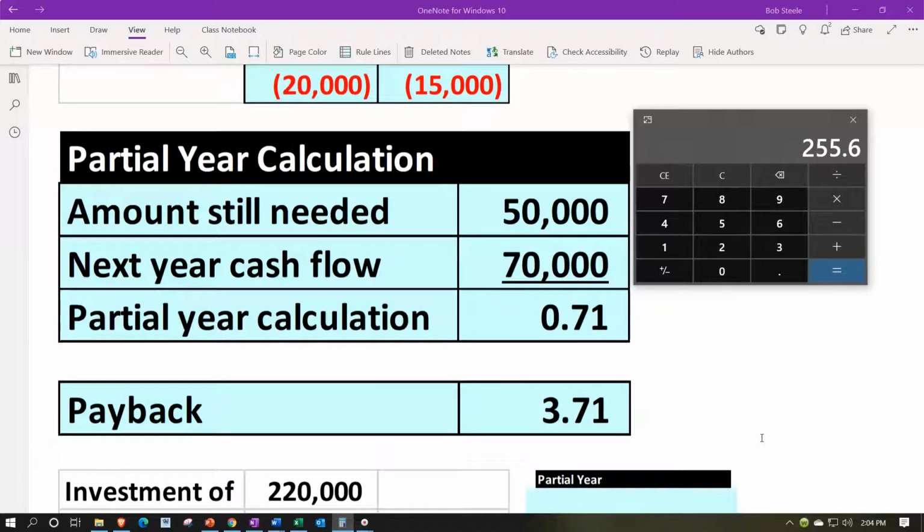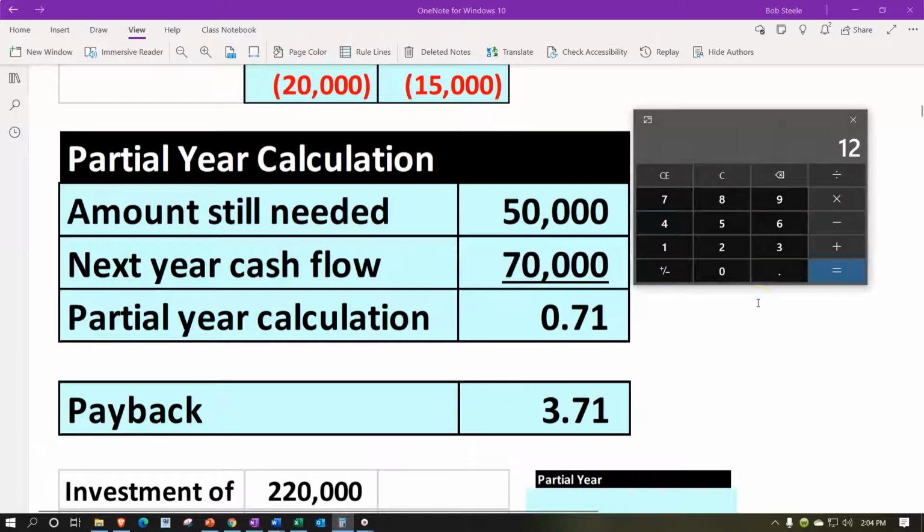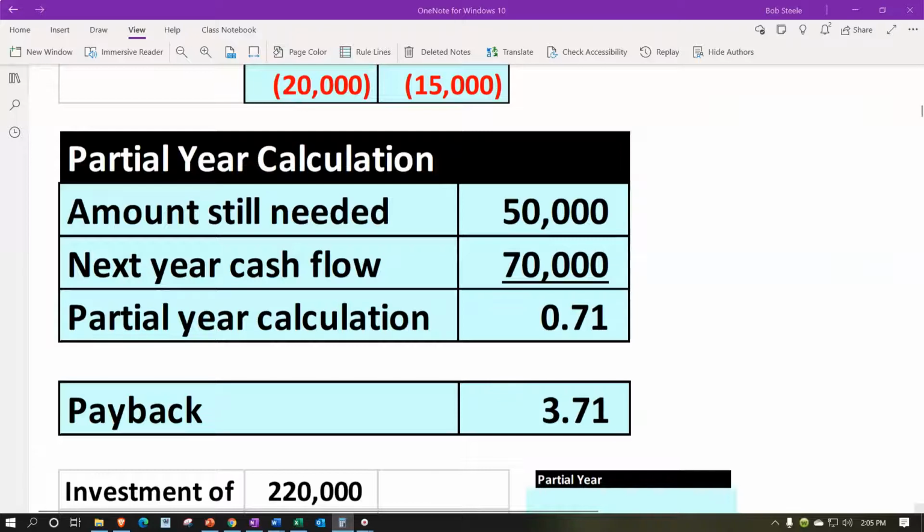Or if you want the number of months, if I calculated this number of days and divided by about 30 days in a month, we get to about 8.52. Or we could, of course, take the 12 months times 0.71, and we get about the 8.52. So 3 years and about 8.52 months, right? 8.5 months or something like that. So they might represent it in that format in an answer question.